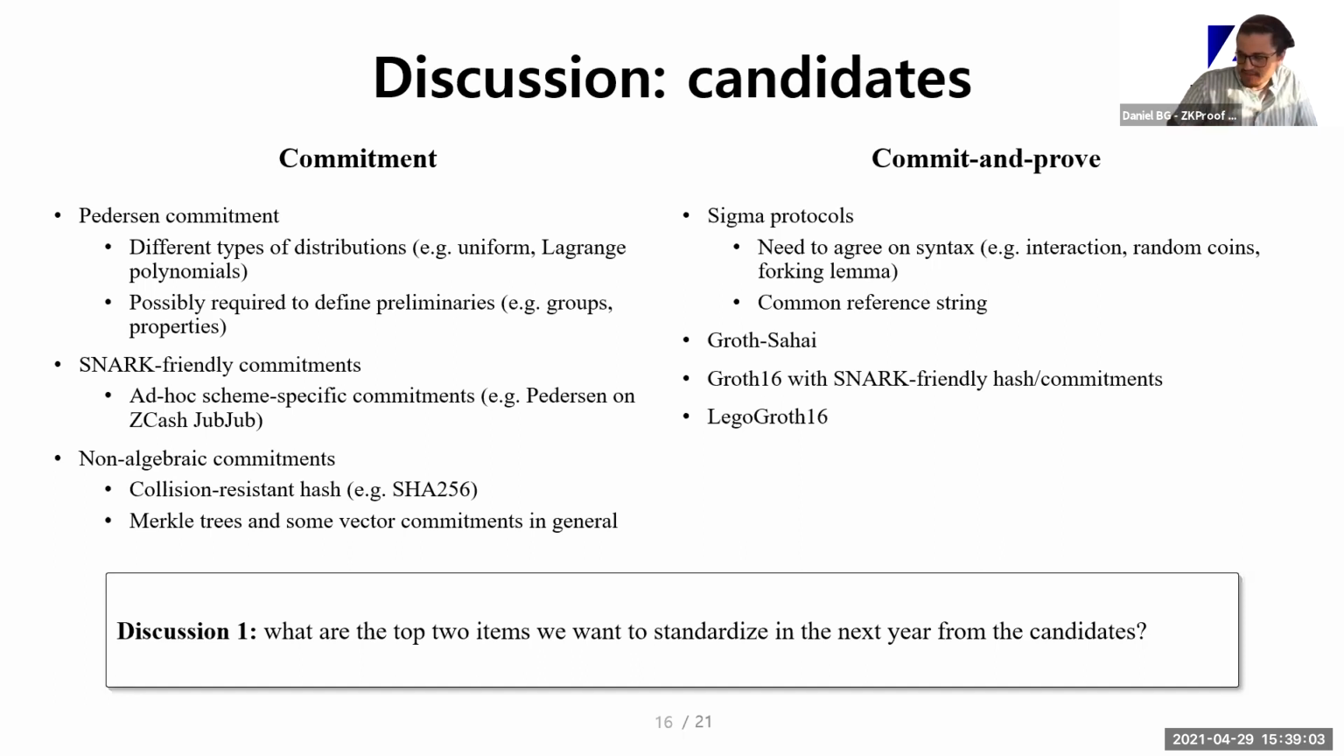I wanted to maybe ask it differently. Instead of jumping right away into what commitment scheme we should standardize or what proof system, maybe we should ask the question, what are the components that need to be actually standardized in order to have a commit and prove standard, right? What do we want to call a commit and prove standard?